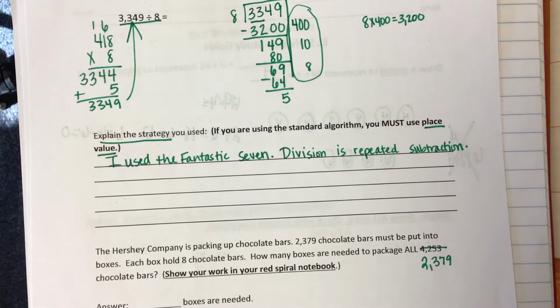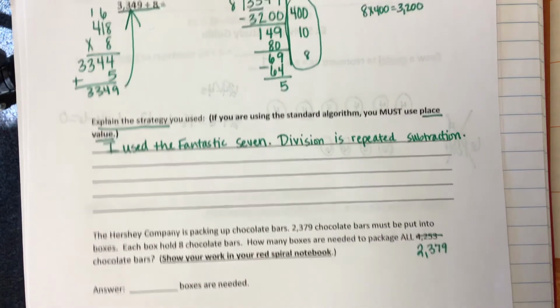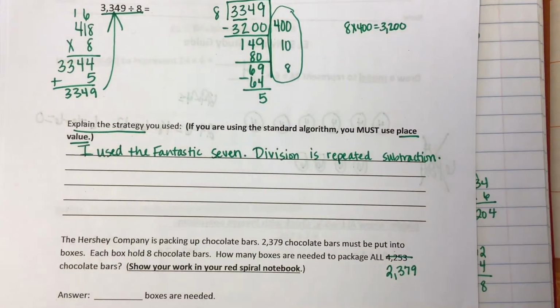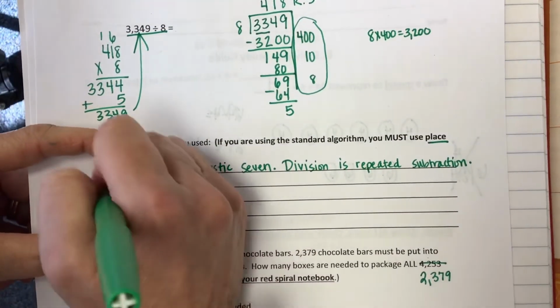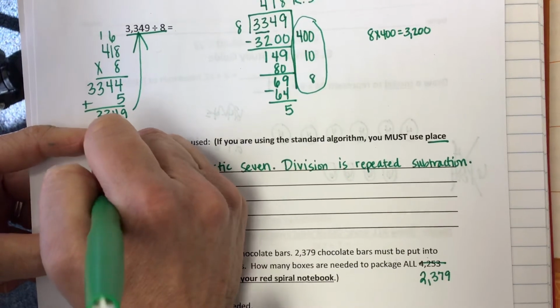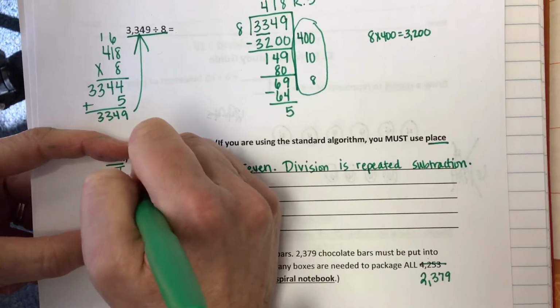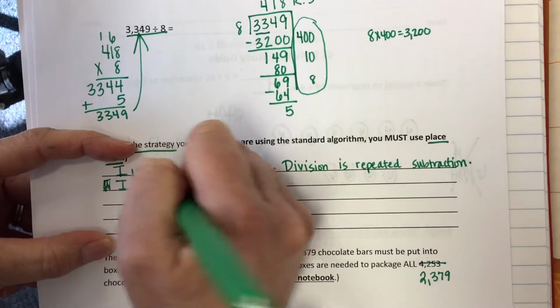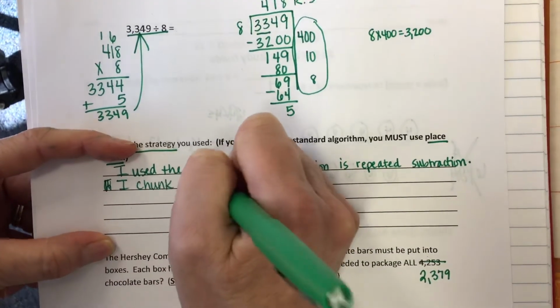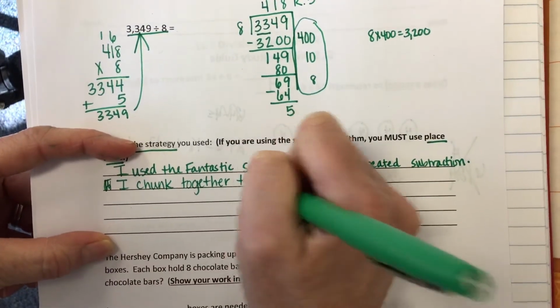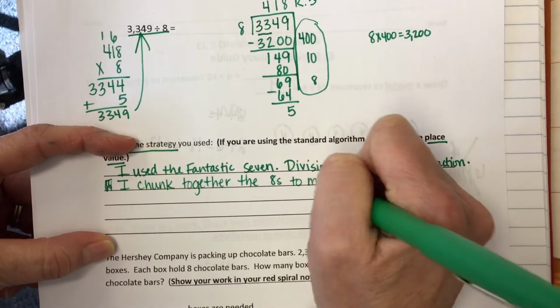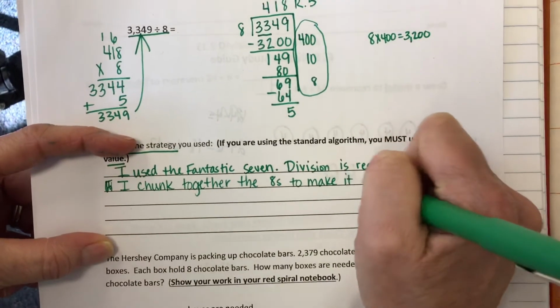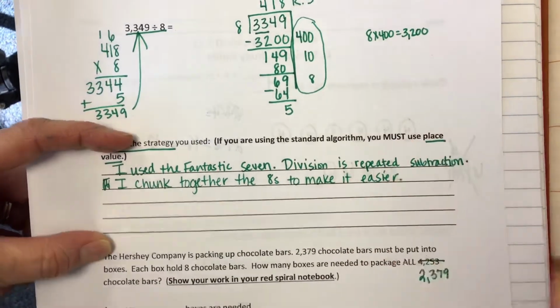And we're using place value to do that. How many hundreds can I subtract from 3,349? How many tens? How many eights? Okay? So first, well, let's not even say first. I chunk together, and it's really the eights, to make it easier and to leave less room for error.